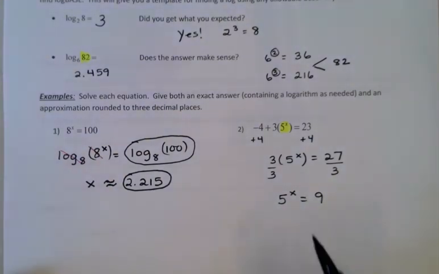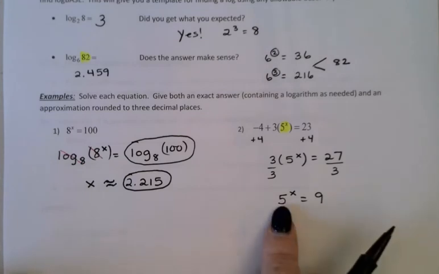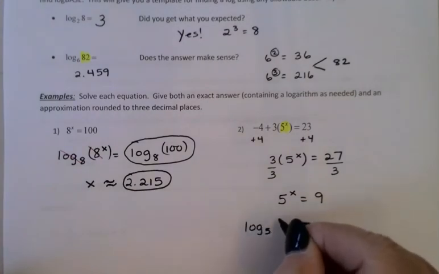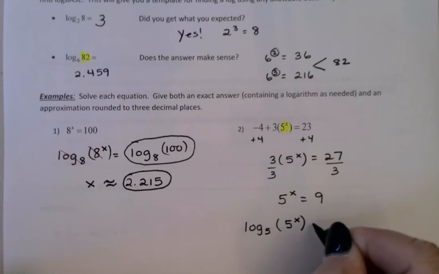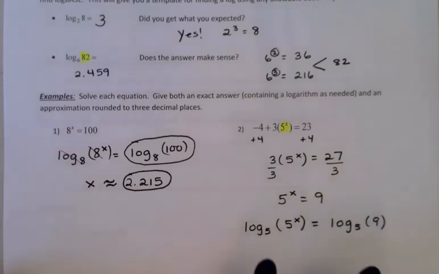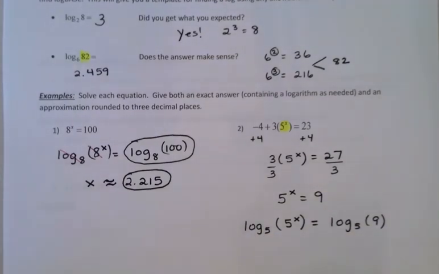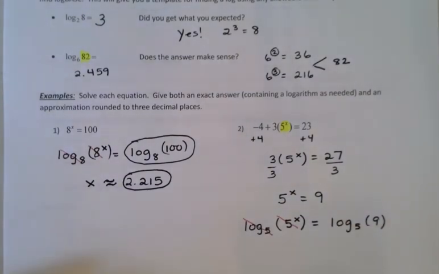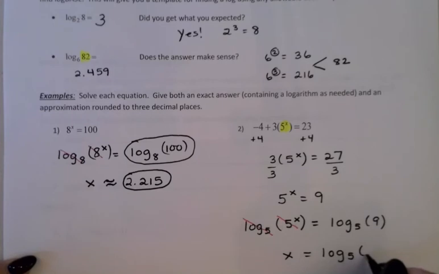This is something that I can now use the inverse function, the log base 5, to get to the x. So let's do that. The log base 5 of 5 to the x is equal to the log base 5 of 9. Again, I've done the same thing on both sides. I've taken the log base 5. Of course, we chose that because it was the inverse of the exponential base 5. And that just leaves us x. Our exact answer is the log base 5 of 9.